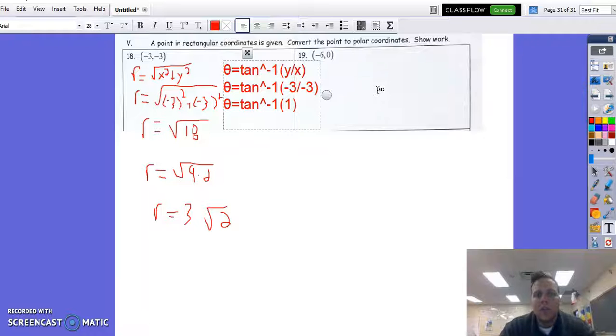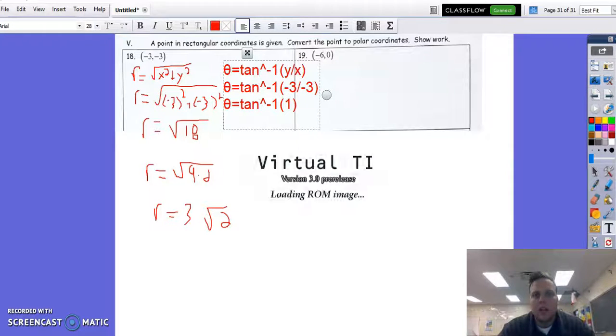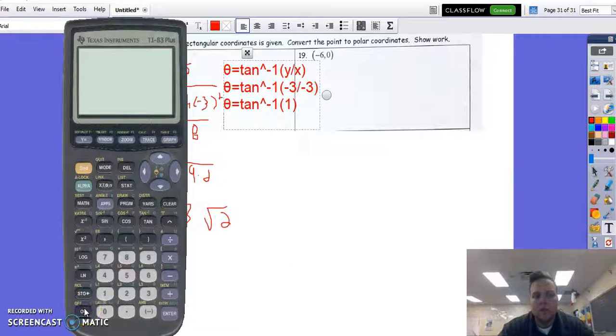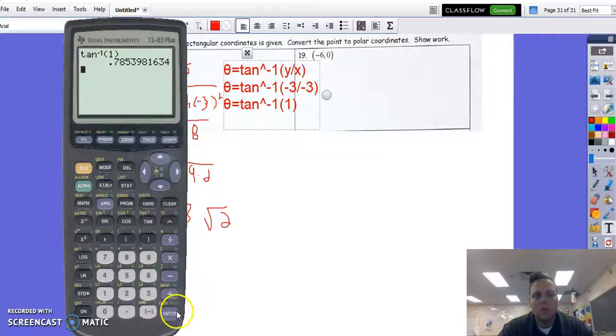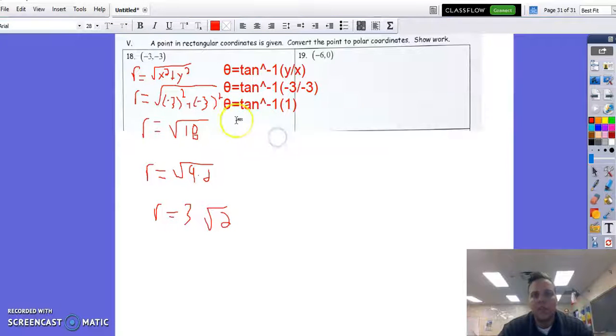Okay? So this is where we're going to grab our handy-dandy calculator, and we're going to let it do all the thinking for us here. We're going to turn it on. We're going to hit second, tan, type in 1, press enter. Oh, let's make sure we get our answers in degrees. I'm in radians right now. When we do radians, we like exact values most of the time. Let's do degrees. So second quit, press enter, 45 degrees.